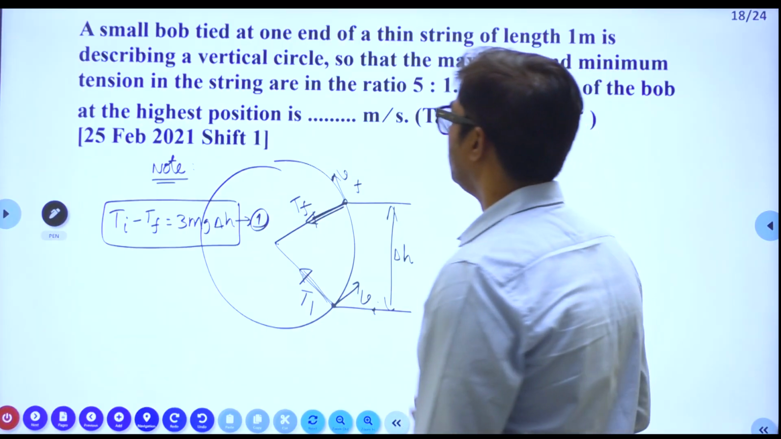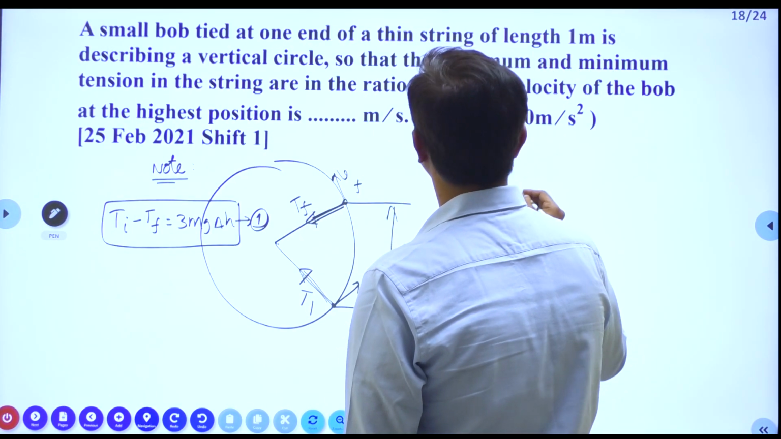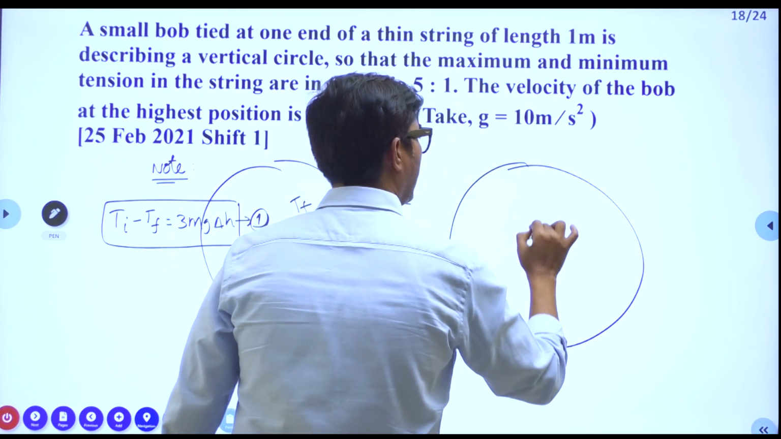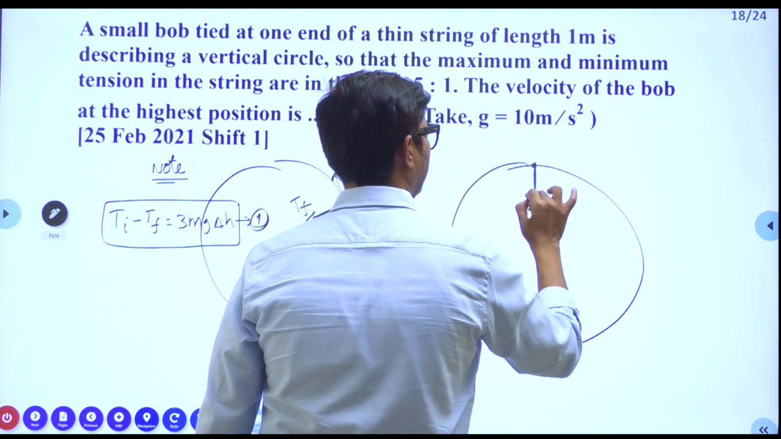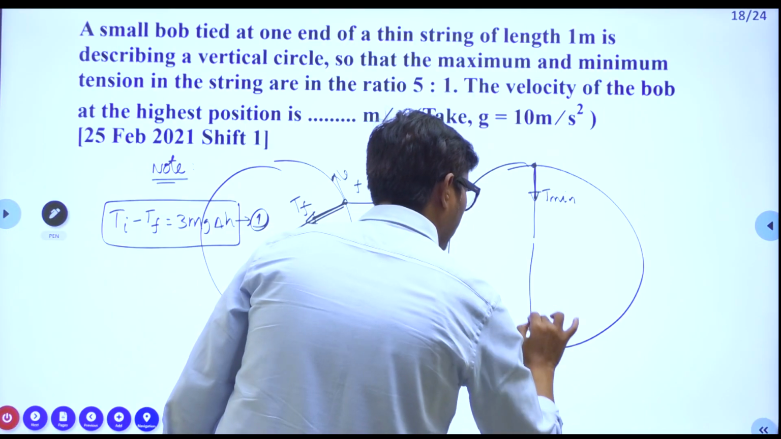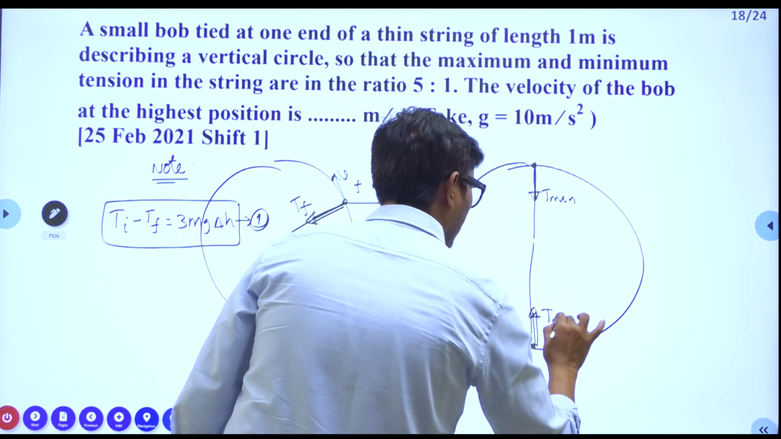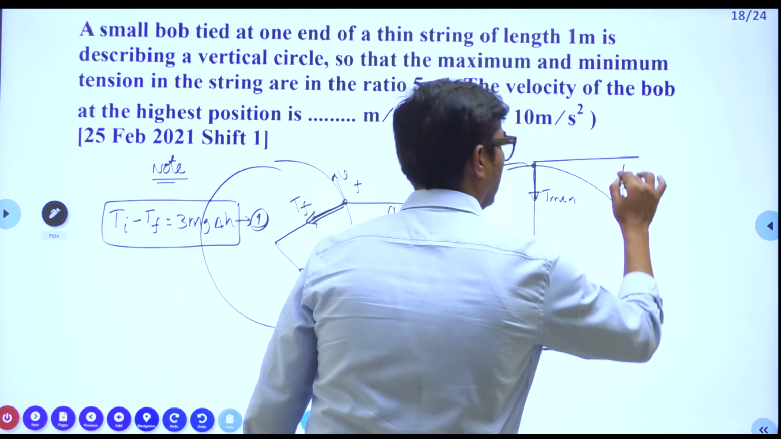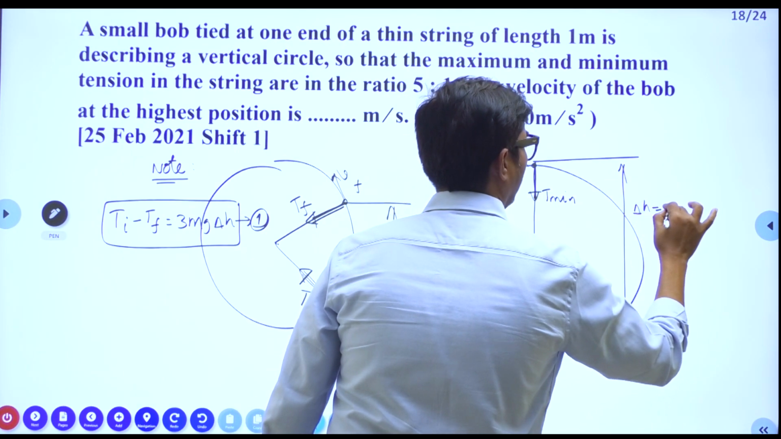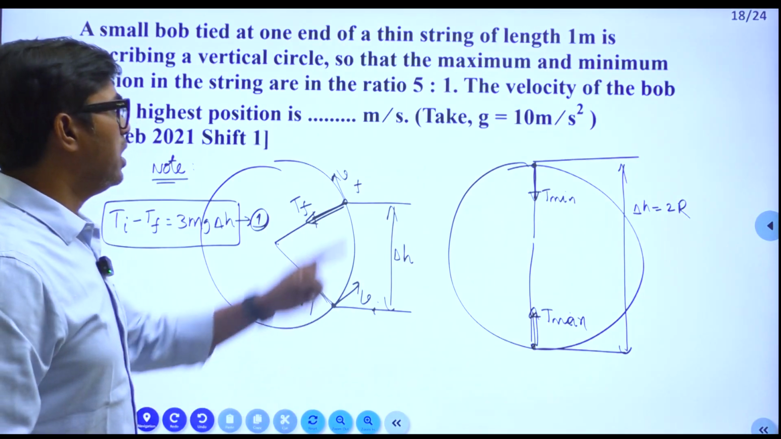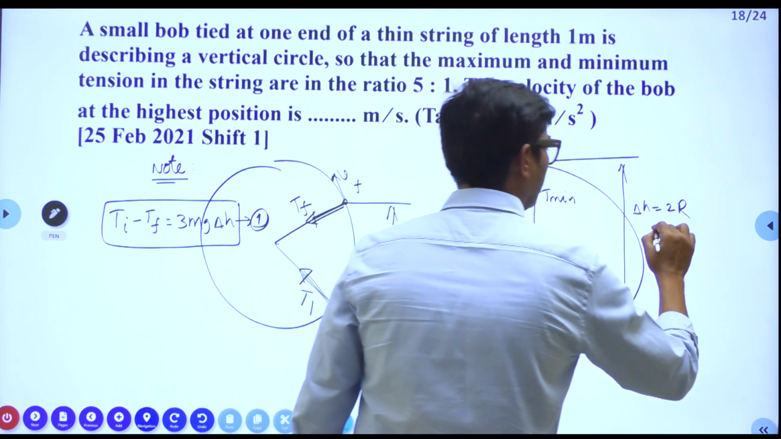So now they are talking about the highest point and lowest point, right? Minimum tension and maximum tension. Minimum tension will be at the highest point. Okay, that is T minimum. Maximum tension will be at the lowest point. That's where you will have T maximum. Then delta h will be 2R, diameter. 2R, otherwise 2L. Okay. And L equal to 1 meter they gave, that is 2.